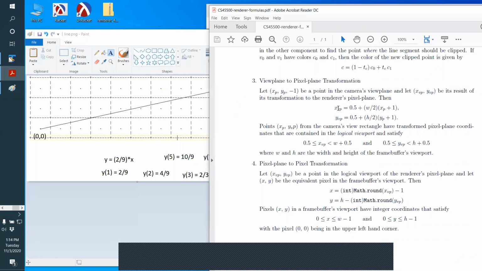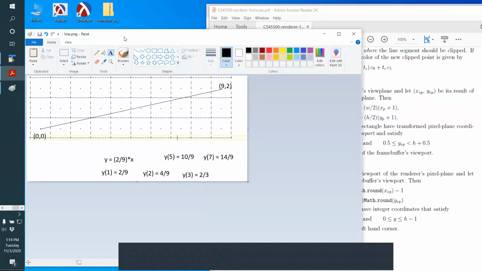If we didn't know automatically where in the view plane, which logical pixel we were at, where the line segment started and where it ended, we would have to do this calculation here. But I made this problem so that you just knew you were starting in the lower left-hand corner and ending in the upper right-hand corner. So, I mean, you could still do the calculation.